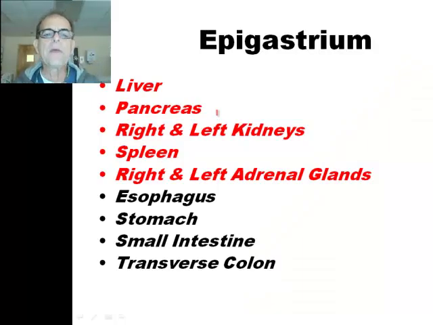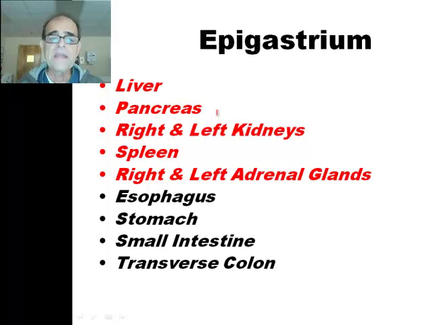Epigastrium. The liver is also in the epigastrium. It's also the pancreas. The pancreas is a hard organ to scan. Remember that the pancreas is retroperitoneal and the stomach is anterior to the pancreas. In general, the gas that the stomach has makes the pancreas hard to scan. It's an organ for which we use ultrasound, but it's not always easy.